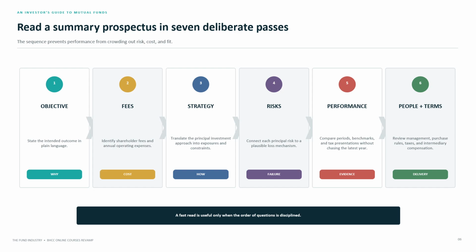Investors often start with last year's winner. The market has a habit of changing the exam right after everyone memorizes the answer key. Reading in order helps prevent performance chasing from crowding out fit, cost, and risk.